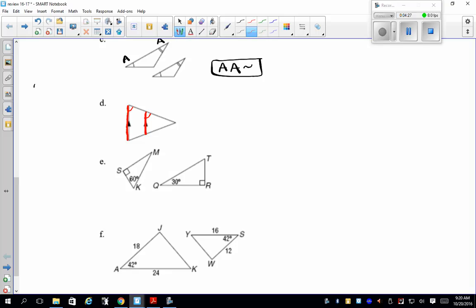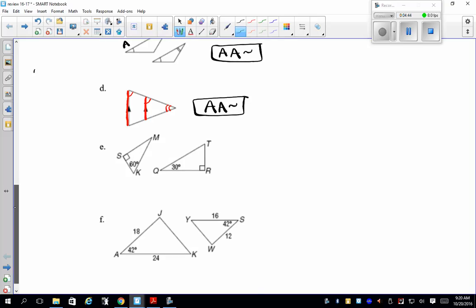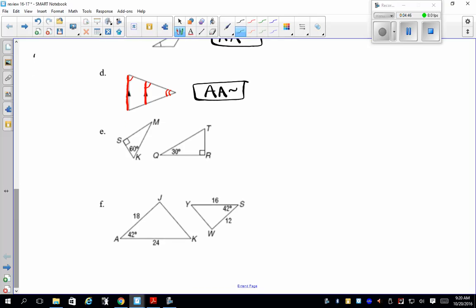And the two triangles share this angle to the side, or if the triangle was right side up, that would be the angle on the top. So these two overlapping triangles are similar by angle, angle as well. All right, part E, more angles. Now I have two 90s, and then I have a 60 in one triangle and a 30 in the other.